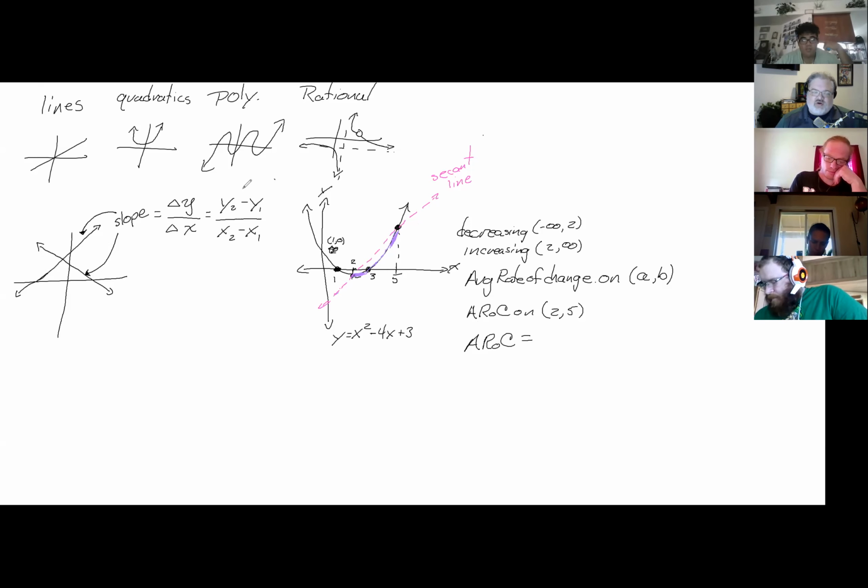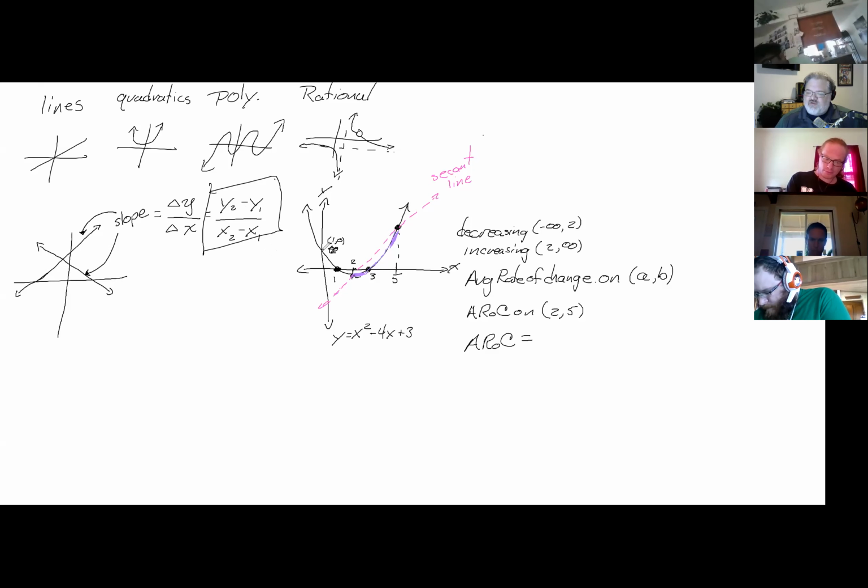Well, how do we find a slope? We've got a tool here for finding slopes, right? Change in y's and change in x's. Unfortunately, all we have are the x values. Our x values go from 2 to 5. We need to find the y values that associate with these points so we can find the change in those y's.